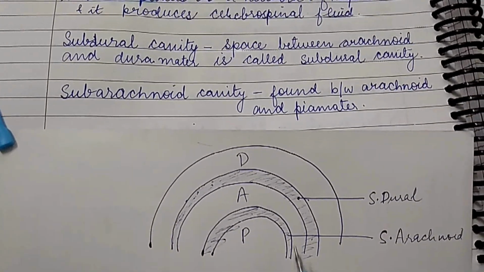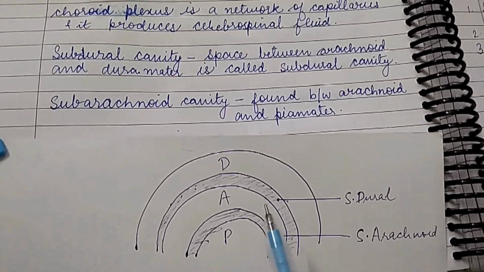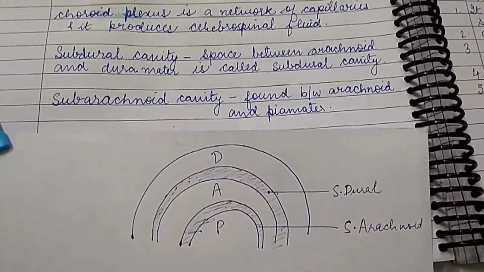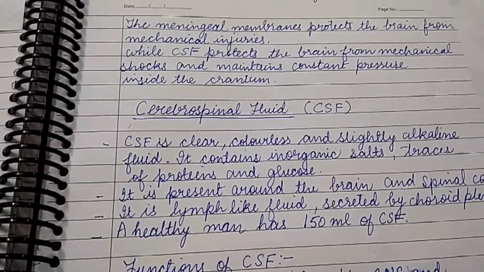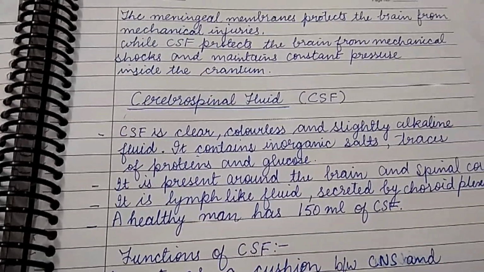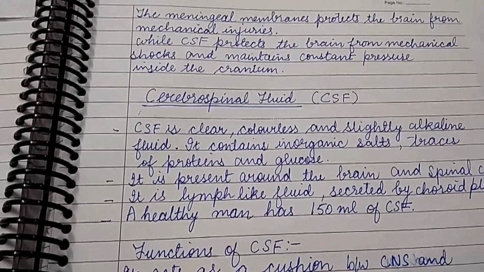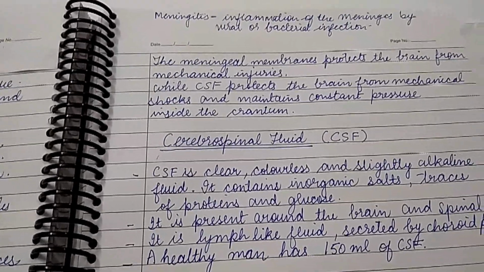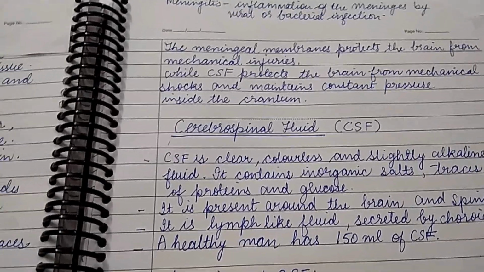So you can see the subarachnoid cavity, and the subarachnoid cavity is smaller in size as compared to subdural cavity. And subarachnoid cavity is filled with cerebrospinal fluid. Now, the meningeal membranes protects the brain from mechanical injuries. Mechanical injuries like trauma or related to fractures, while CSF protects the brain from mechanical shocks and maintains constant pressure inside the cranium. Now, what is meningitis? Meningitis means inflammation of the meninges by viral or bacterial infections.